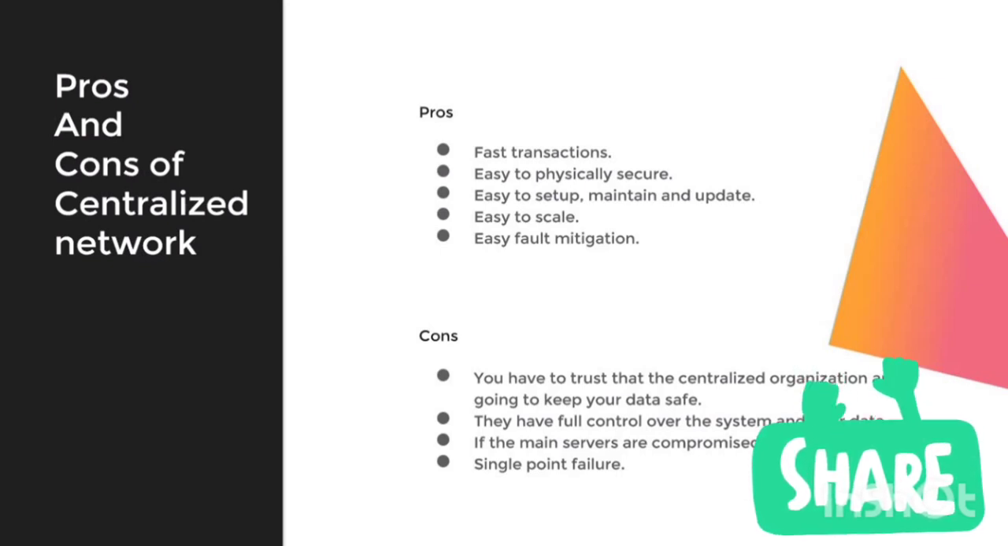They have full control over the system and your data. All data is stored on the main servers. So if the main server is compromised, data is at risk. There is a single point of failure. So if the main server fails and there is no backup server, the system becomes inaccessible. So these are some pros and cons of a centralized network.